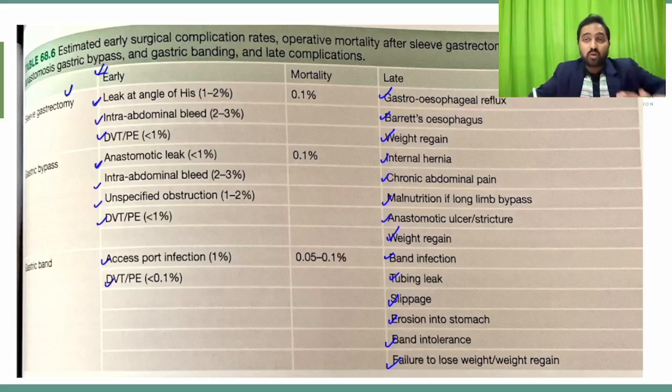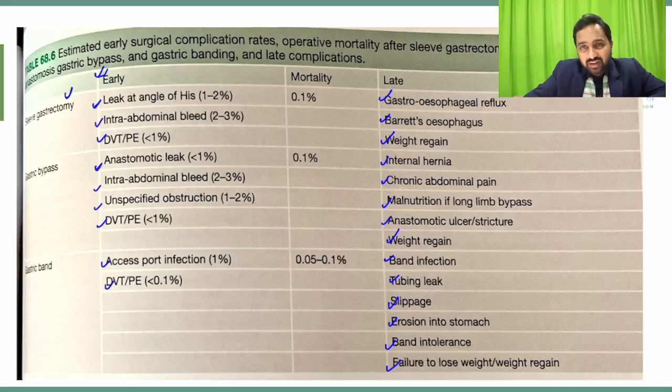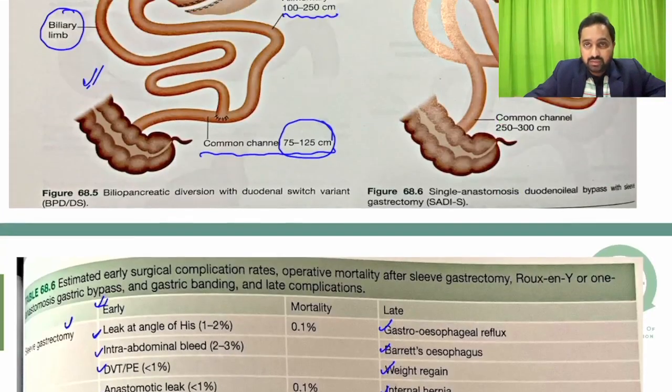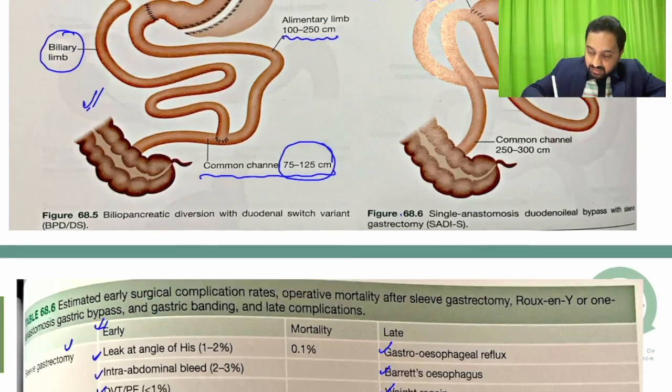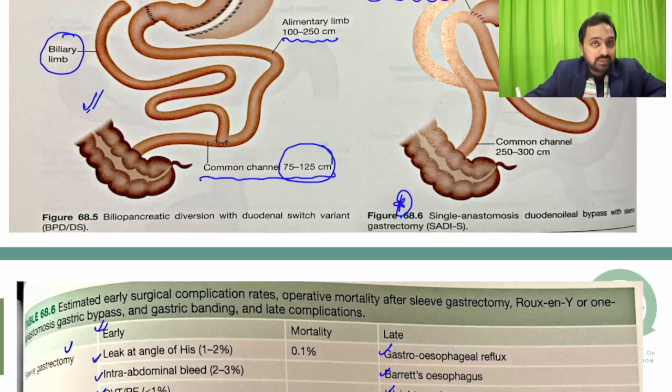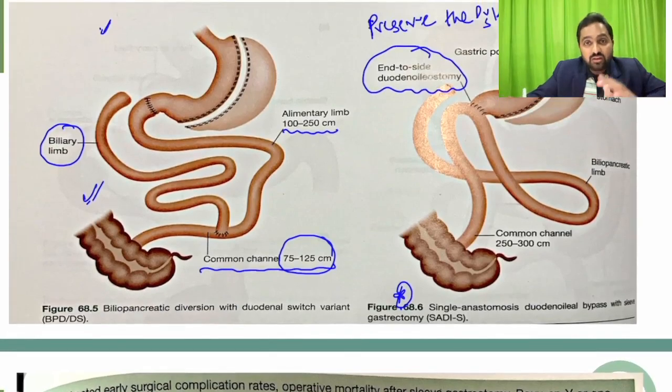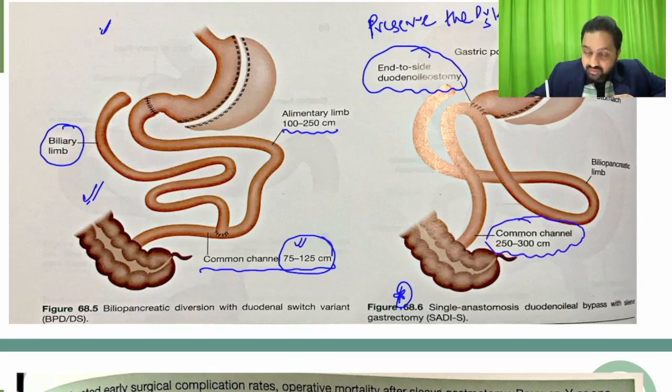So these are some of the important points that you need to remember in bariatric surgery. You will usually get straightforward questions. You might be asked to identify the type of procedure. Please remember the single anastomosis duodenal-ileal bypass with sleeve gastrectomy, which can be asked as it's been mentioned in your recent Bailey and Love. Now the important differences would be the common channel, which is 75 to 125 centimeter in the traditional one, and in this case the common channel would be 250 to 300 centimeter, and the pylorus is preserved.